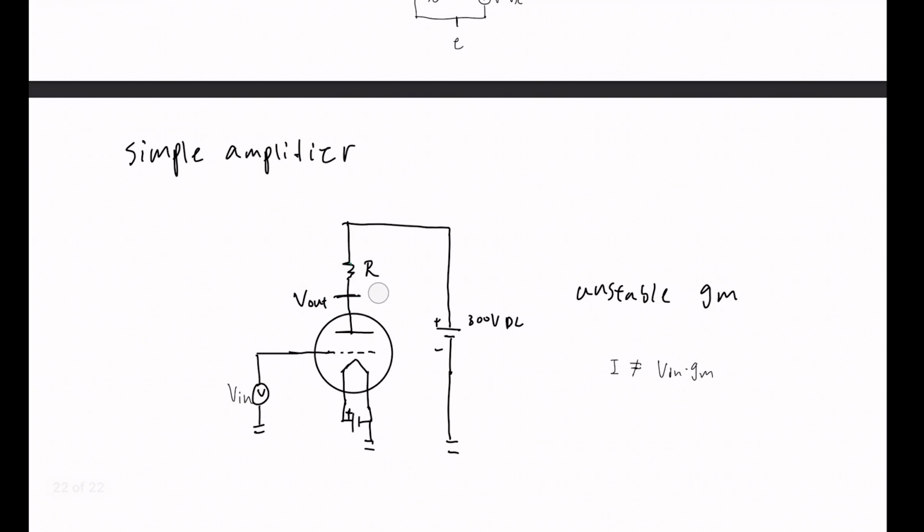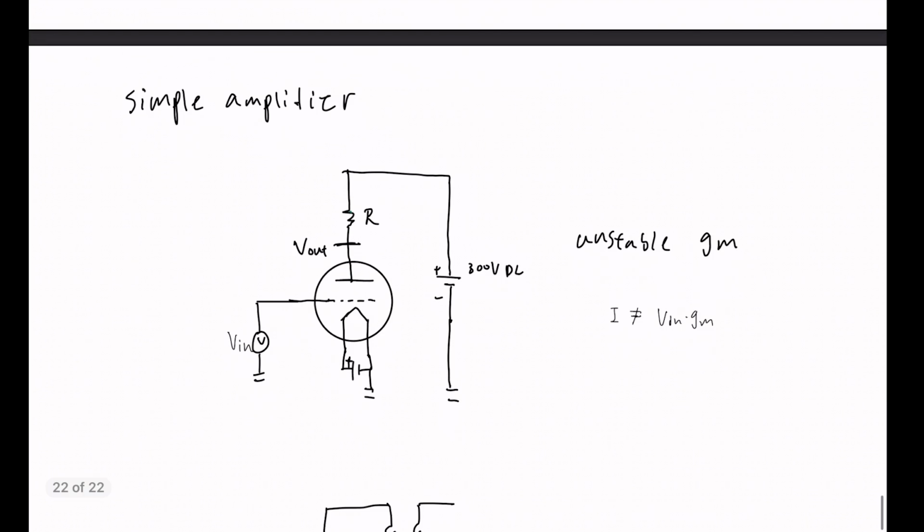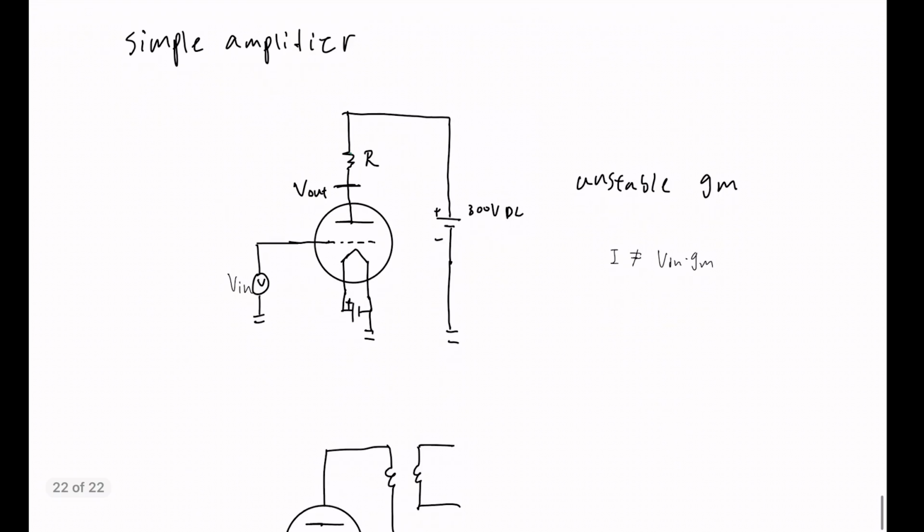This means the input voltage to output current ratio for a vacuum tube is not dependent on GM only, and this equation would not be true anymore. Instead, we have to consider the effect of current change when V out changes. This is an undesirable effect because it will create non-linearities. And we all love linear circuits.